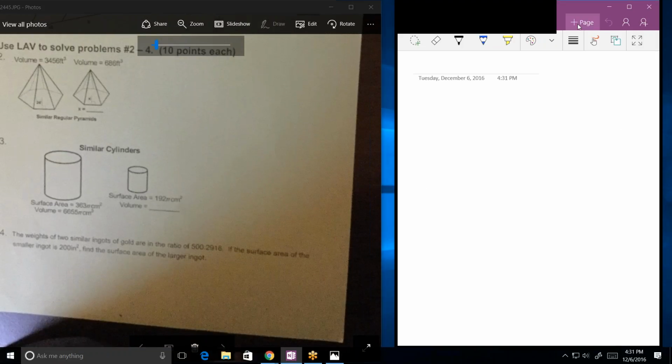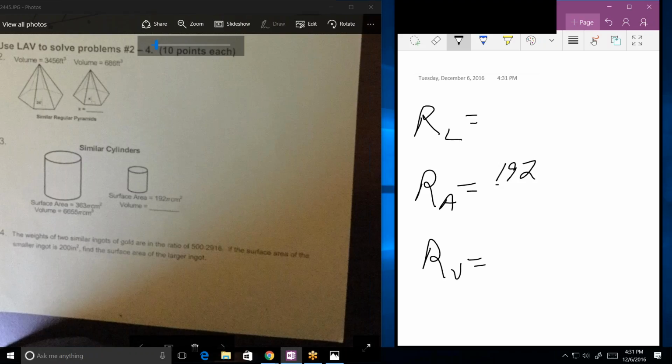What do they give us? In other words, all of these problems begin with these three ratios. And they usually give you one of the ratios, and then you have to calculate the other two. Which ratio do they give us here? Okay, they give us the surface area ratio, which is 192 over 363. Yeah, and it's okay to omit the pi because they cancel. In other words, that's the correct ratio.